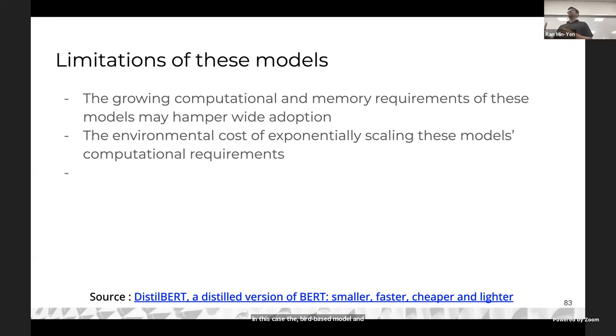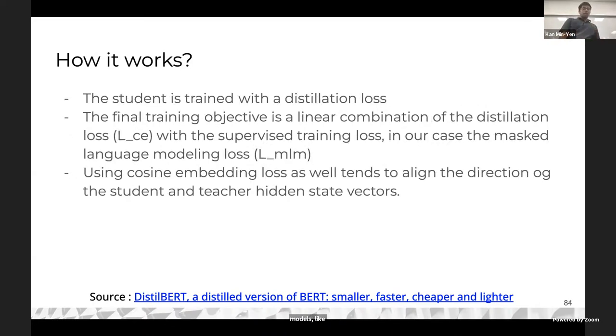There are a lot of limitations of bigger models, like the computation cost or the environmental cost of exponentially scaling those models. So the student is trained with a distillation loss, in a total of three losses. The distillation loss is computed by the cross entropy between the teacher model and the student model, and because of the inherent architecture of a BERT model, the masked language modeling loss. They also use a cosine embedding loss to align the direction of the student and teacher's hidden state vectors.